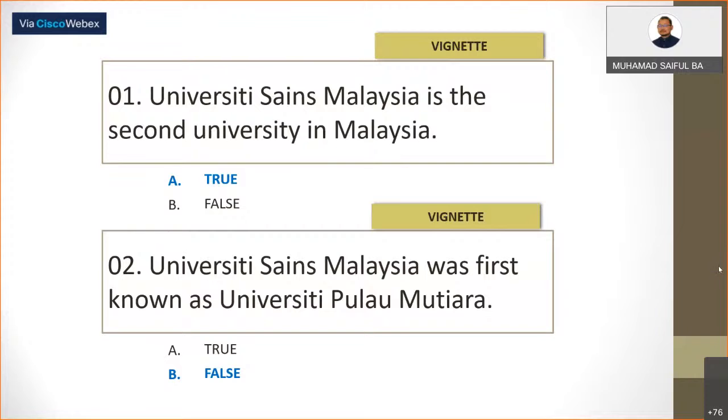For the fourth answer, can we have the correct answer, please? The first, I think USM is Universiti Pulau Pinang, not Pulau Mutiara. That is the correct answer. Universiti Sains Malaysia was first known as Universiti Pulau Pinang. That is the correct answer.